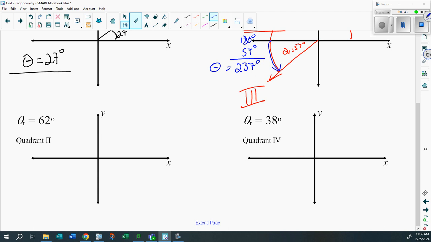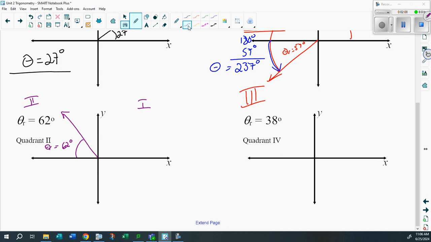Check this one out. 62 degrees in quadrant 2. Okay, well, there's quadrant 1. This is quadrant 2 up here. Okay, 62 degrees. I know I'm going to be out here somewhere. And again, I'm not being accurate. I'm just drawing an arrow. Notice that most of my arrows come off at about 45 degrees. Same thing with this. But the neat thing is now I can put my reference angle in here and go 62 degrees. There's my theta reference.